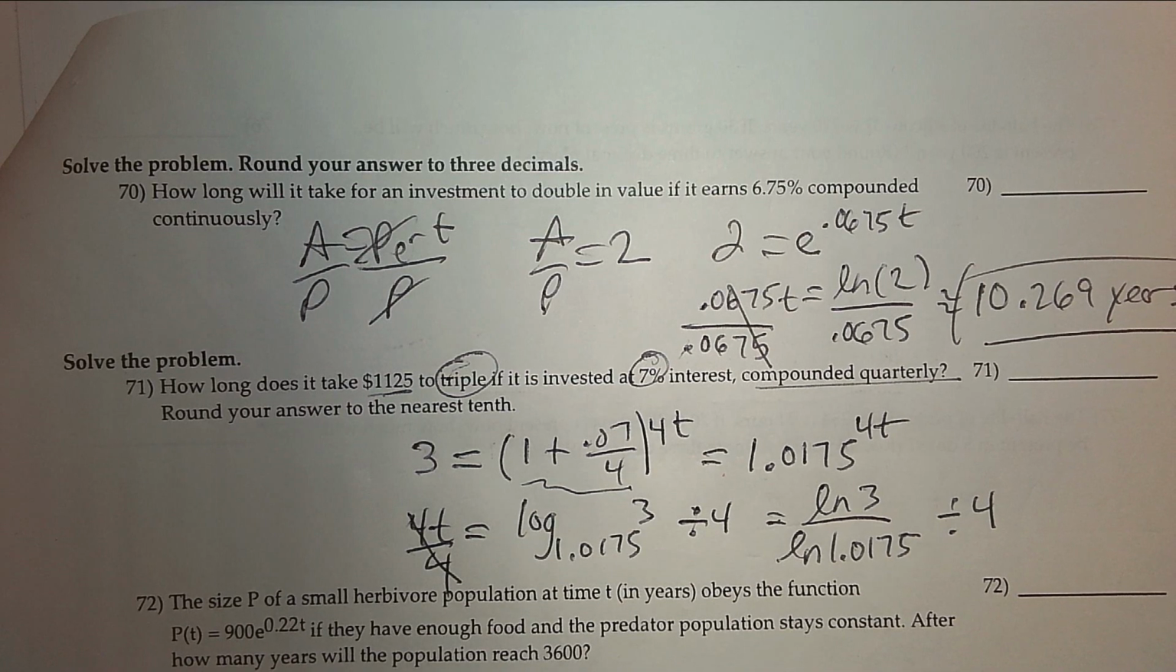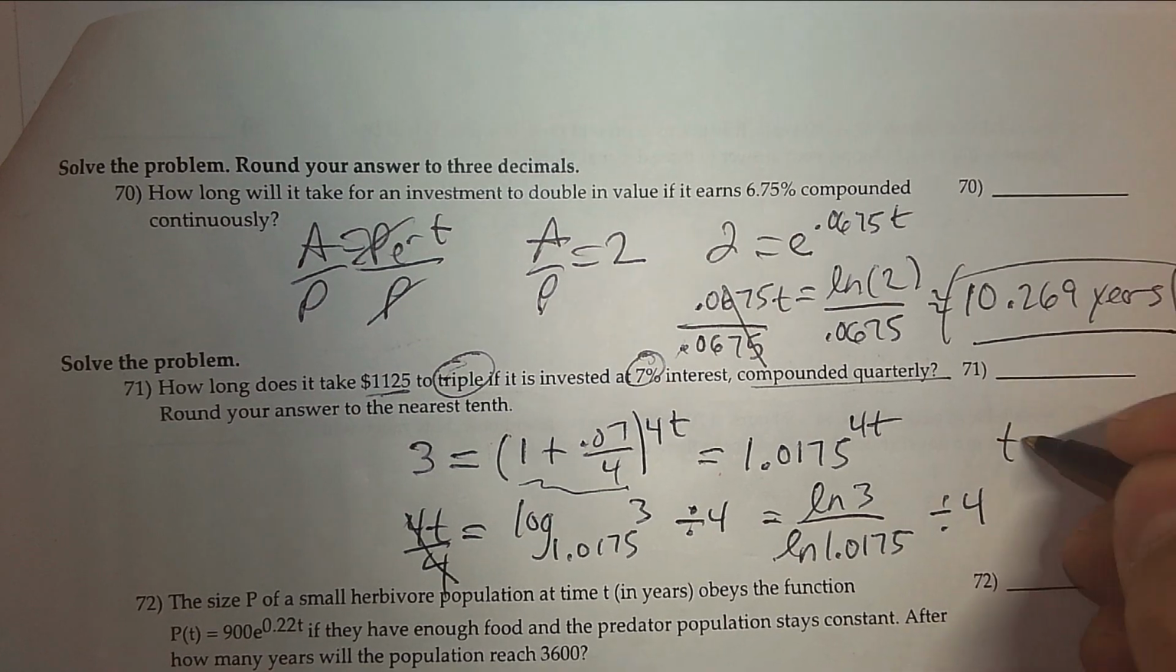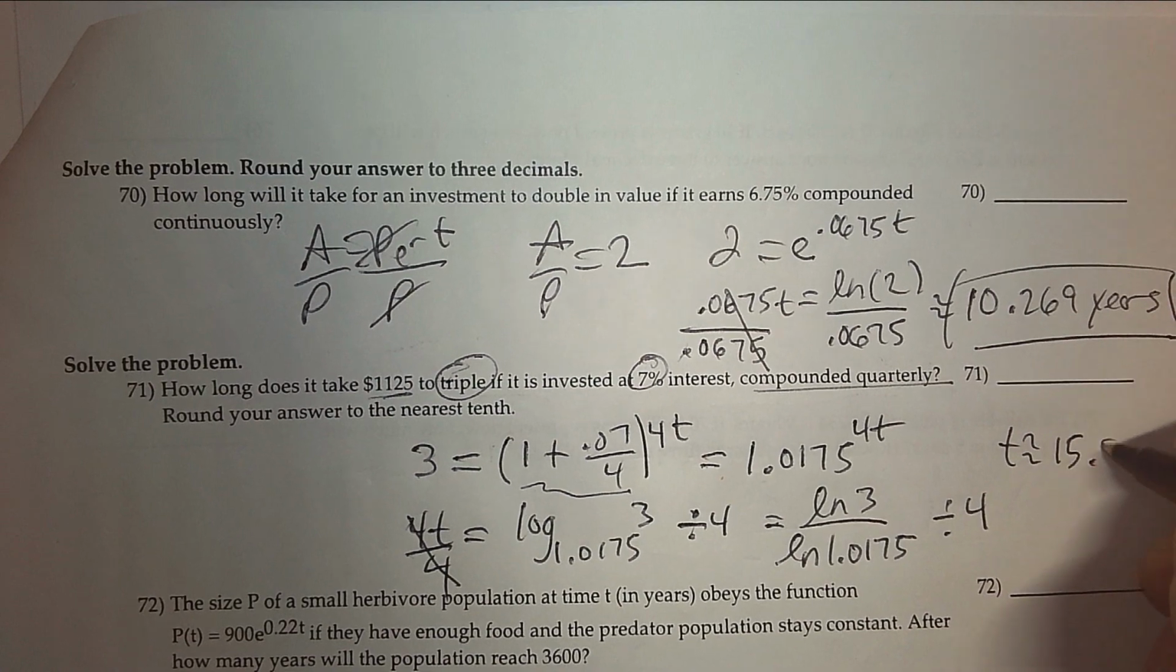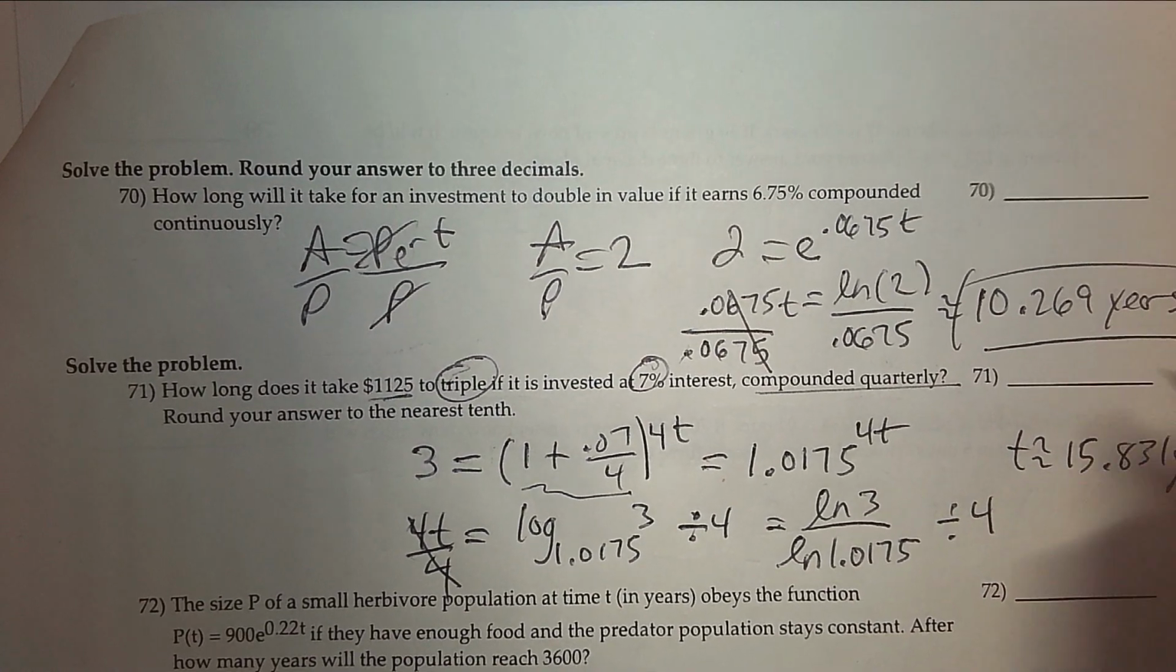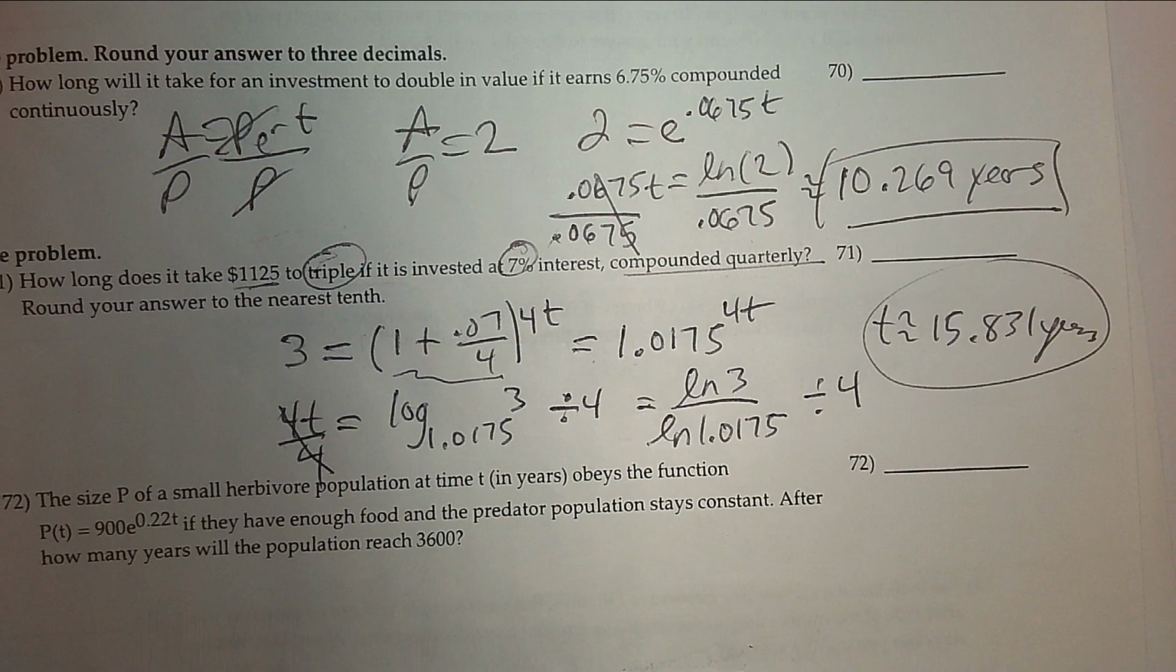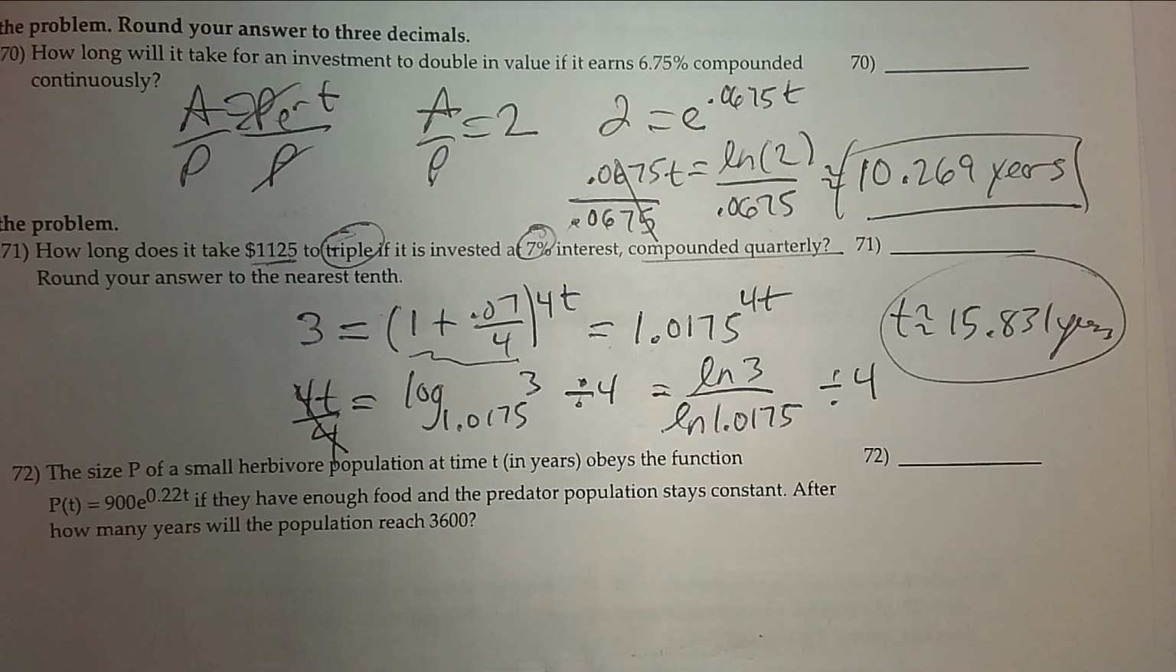What do I get? So I get t equaling 15.831 years. So to triple your money with that interest rate, it would take almost 16 years.